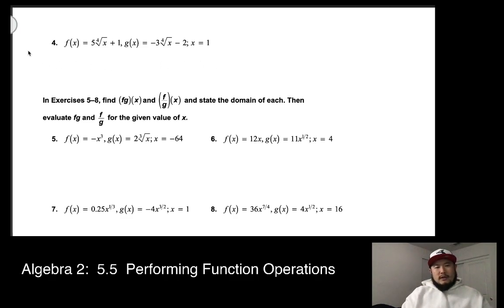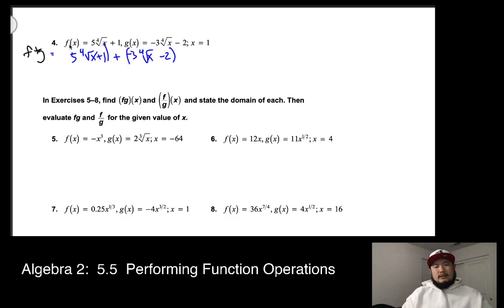All right, so we'll start off. We've got f plus g, so let's check that out. And we have right here 5 times the 4th root of x plus 1. And let's go ahead and add right here negative 3 times the 4th root of x minus 2.